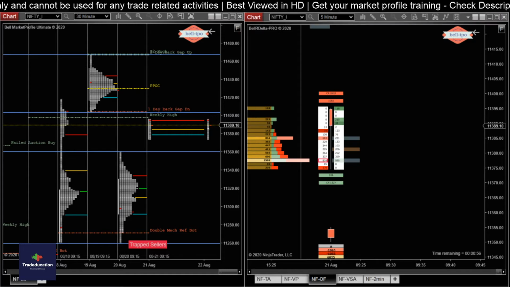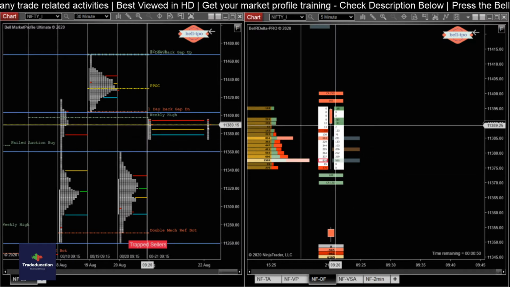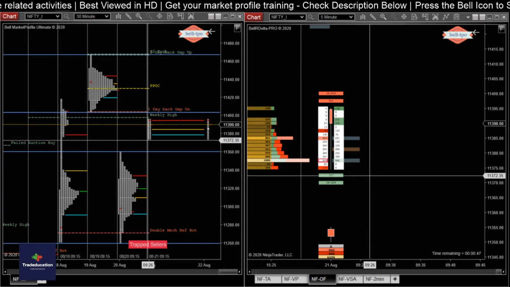So are there any comments? No comments. And look how beautifully the wicks are getting formed. The absorption of selling is happening, absorption of supply is happening. Buyers are absorbing the selling pressure.